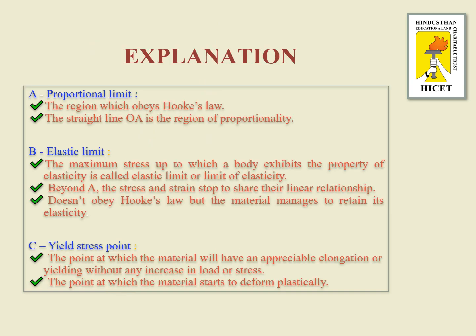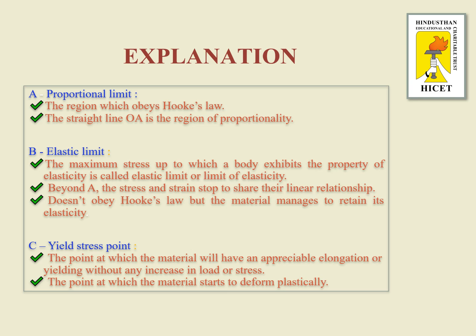A is called the proportional limit, that is the region which obeys Hooke's law. The straight line OA is the region of proportionality, that is the body extends in length when it is being loaded and regains its original shape when it is being unloaded. So it is called the region of proportionality. Within this proportional limit, the body obeys Hooke's law, that means it remains elastic in nature.